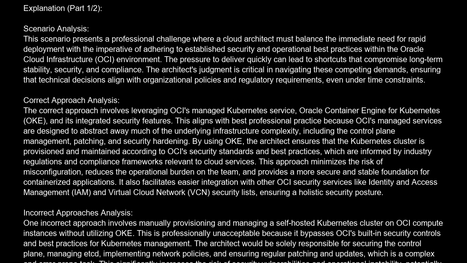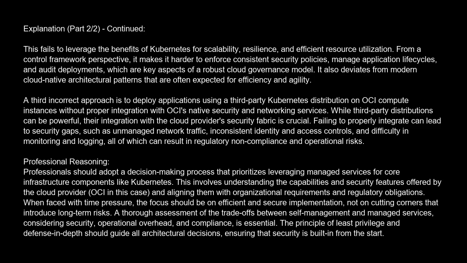Another incorrect approach is to deploy applications directly onto OCI compute instances without containerization or orchestration. This fails to leverage the benefits of Kubernetes for scalability, resilience, and efficient resource utilization. From a control framework perspective, it makes it harder to enforce consistent security policies, manage application lifecycles, and audit deployments, which are key aspects of a robust cloud governance model.